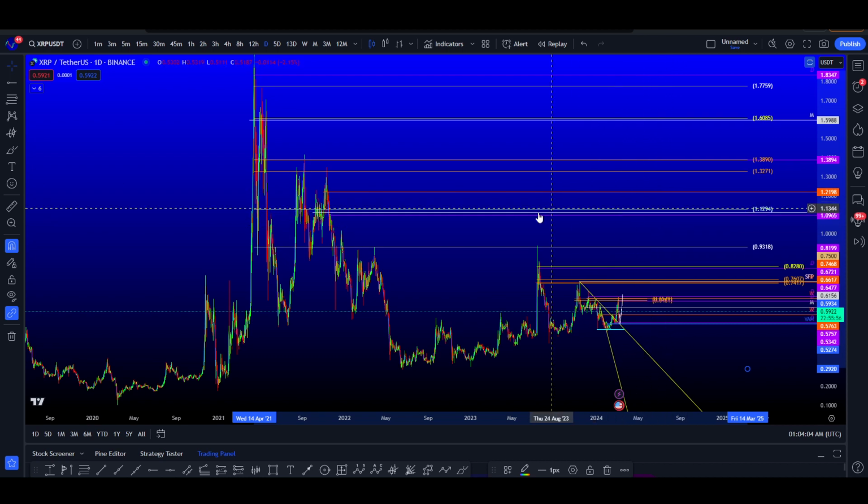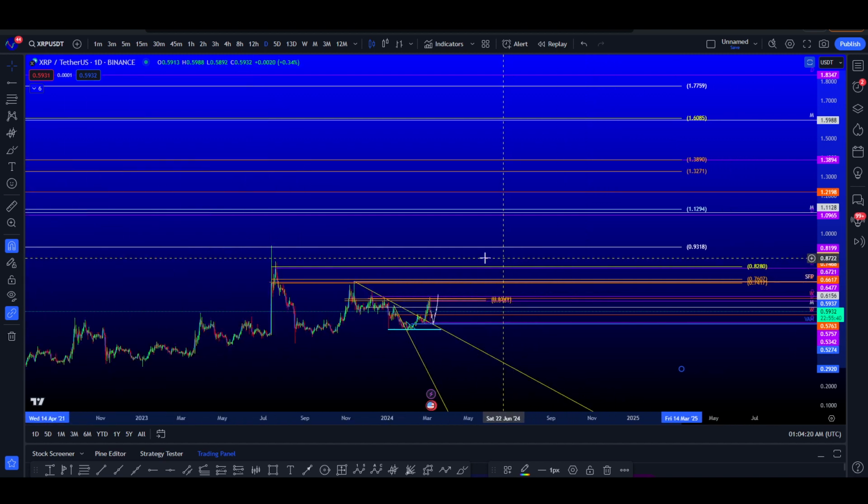Yeah, so that's really the most important level after we flip 75 cents. I don't really see much else stopping this from getting to $1 besides 93 cents. So you got 75 cents, 93 cents. Once 93 cents is flipped, $1.11 would be the next target.